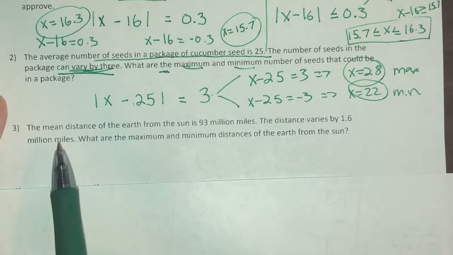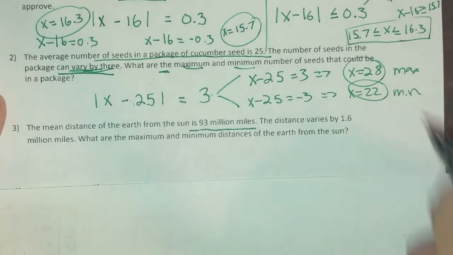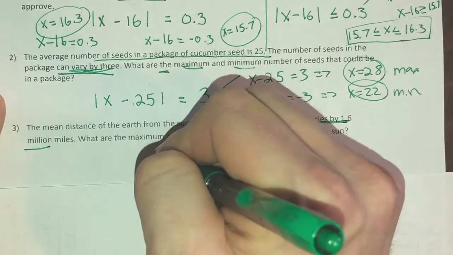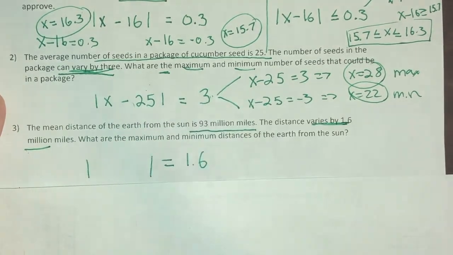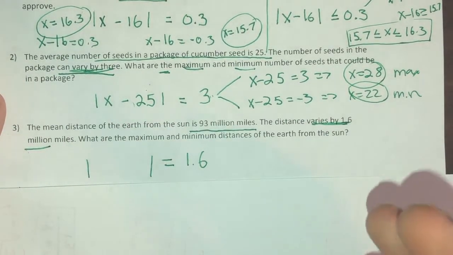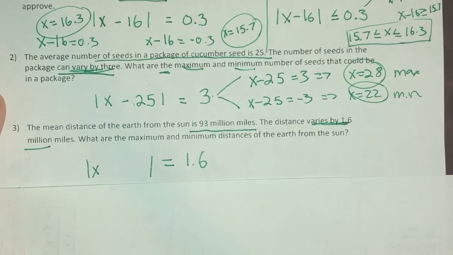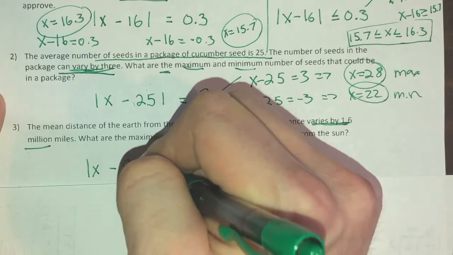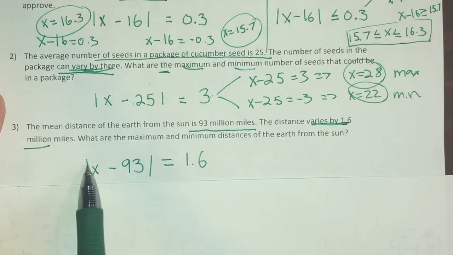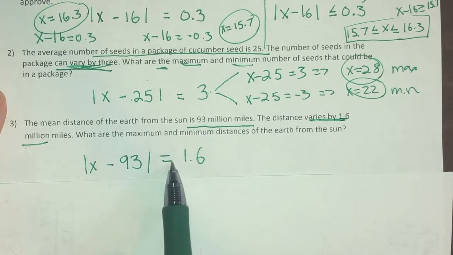All right, here we go. So the distance is 93 million miles. Notice the word varies by 1.6. So what that means is the 1.6 is what it's equal to. That's the variance. The distance, you can call it whatever letter you want. You call it D for distance, as long as it's not one of those forbidden letters like O or L that look like 0 or 1. So the mean distance of the Earth is 93 million miles, so that's the distance. It can vary by this much.